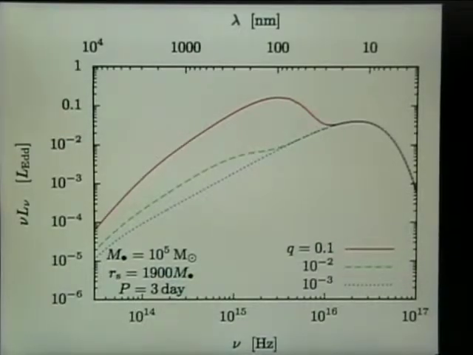So if the disk without a partial gap would have this spectrum, this is nu L nu, the luminosity per logarithmic frequency interval as a function of frequency, then once you have this partial gap, you get a very different spectrum. And perhaps searching for active galactic nuclei that show evidence for a gap in their spectrum would be a very interesting way of finding binary systems.